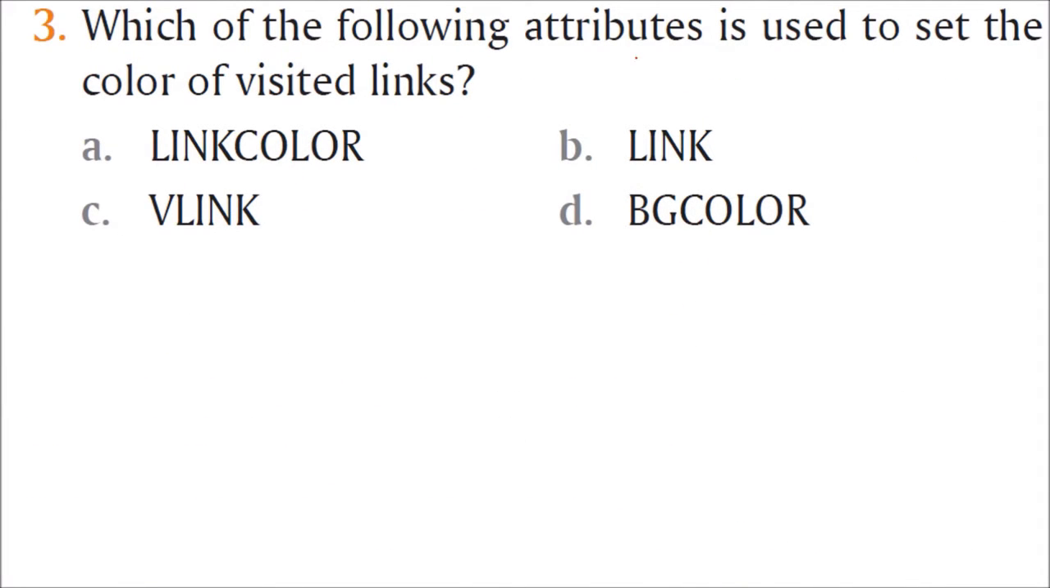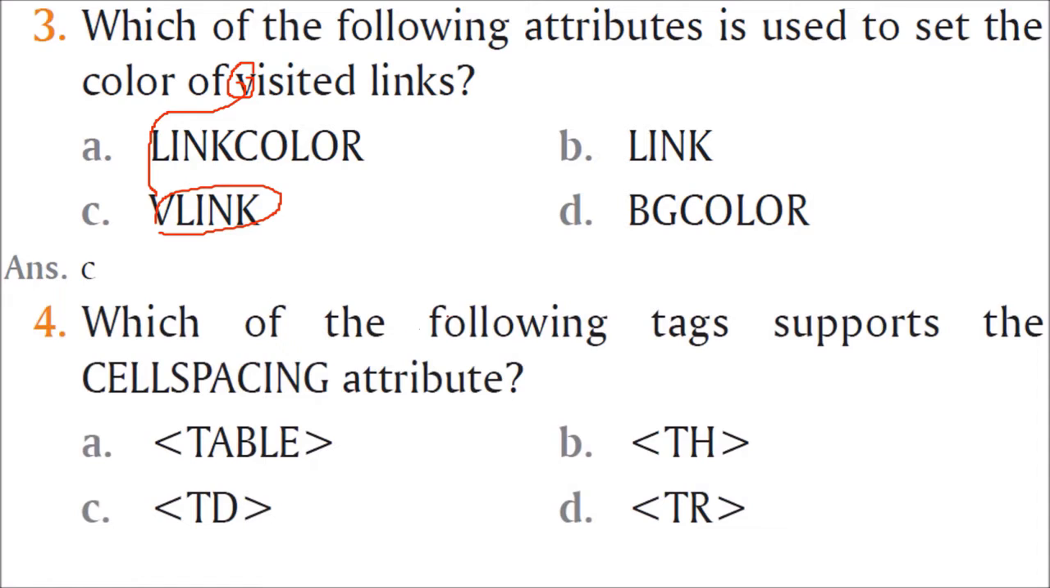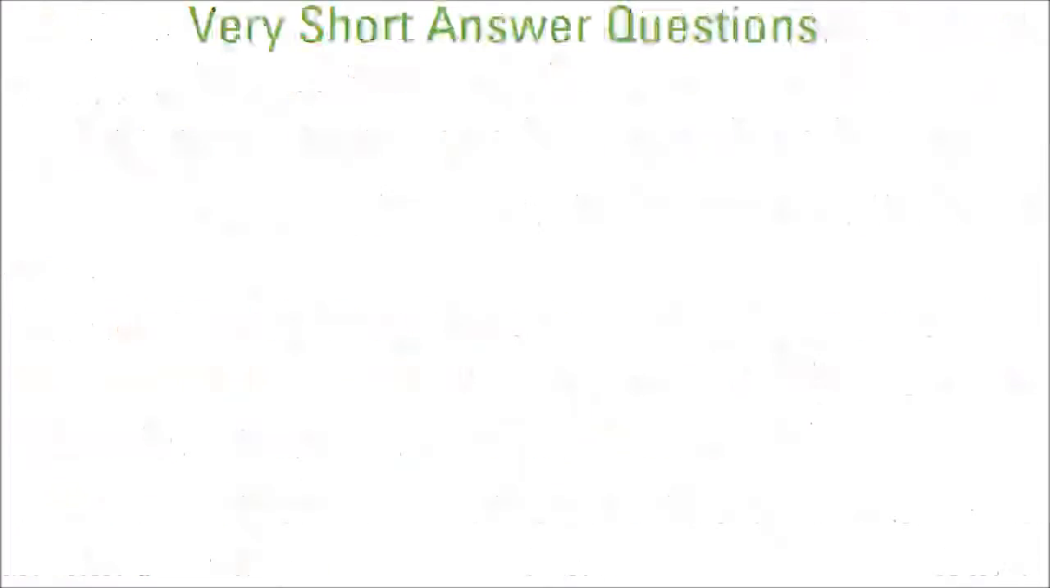Which of the following attribute is used to set the colors of visited link? So visited, V for visited link. So V link is the answer. Which of the following tags supports the cell spacing attribute? Cell spacing attribute. The answer is table. Table. This tag supports the cell spacing attribute.